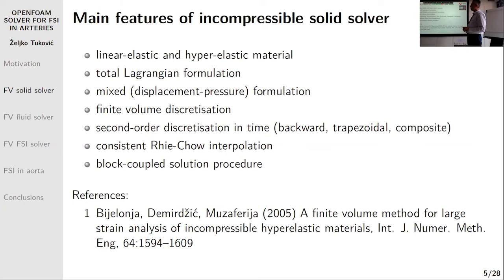The finite volume solid solver can be used for linear elastic and hyperelastic materials. It is based on a total Lagrangian formulation on one side and a mixed, that is displacement-pressure, formulation on the other side. Finite volume discretization is used for spatial discretization, and temporal discretization can be done with various first order and second order schemes. Since we have pressure and an incompressibility condition, we also have to use Rhie-Chow interpolation, and I have tried to implement consistent Rhie-Chow interpolation, the same as we do in flow solvers. Everything is, after discretization, solved by a block coupled solution procedure. As a starting point for this development, I was using work by Professor Demirdžić and his co-workers.